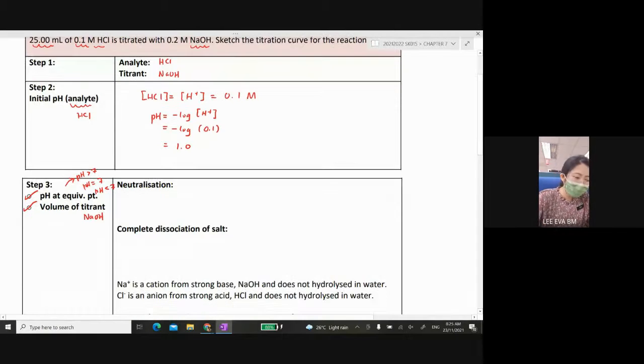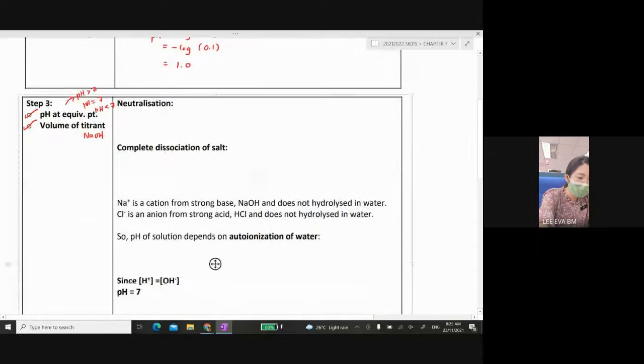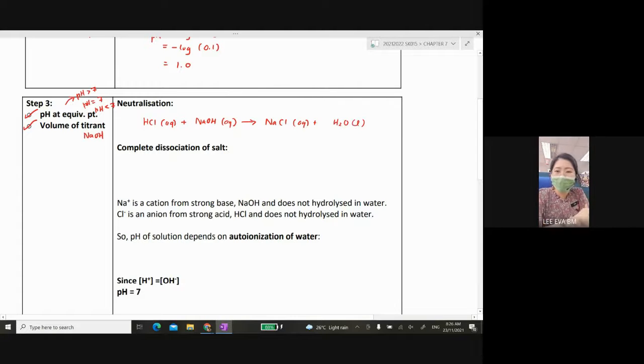So write out the equation for neutralization. We have HCl aqueous, we have NaOH aqueous. Neutralization is a complete reaction, so it will produce NaCl aqueous and also our H2O liquid. So over here, you can see the salt. At equivalence point, no more acid and base, so it will depend on the pH of your salt.